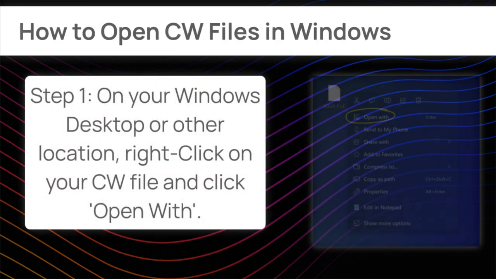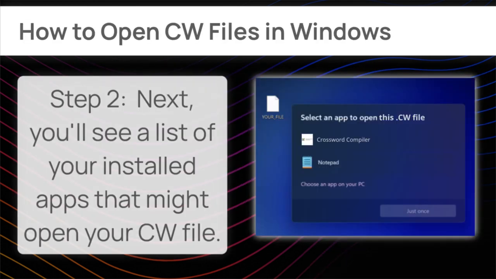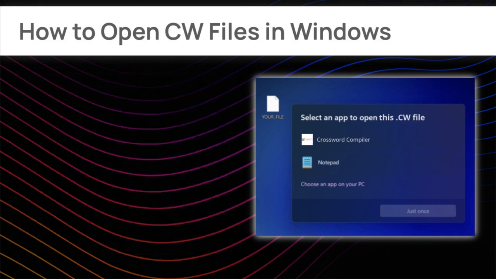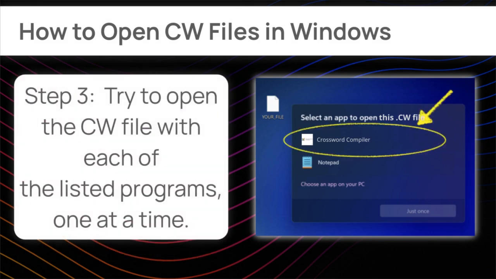To ensure success, right-click the CW file and select Open With. Run the file through Crossword Compiler if it is installed. If it's not present, choose another application. Sometimes older programs work best.